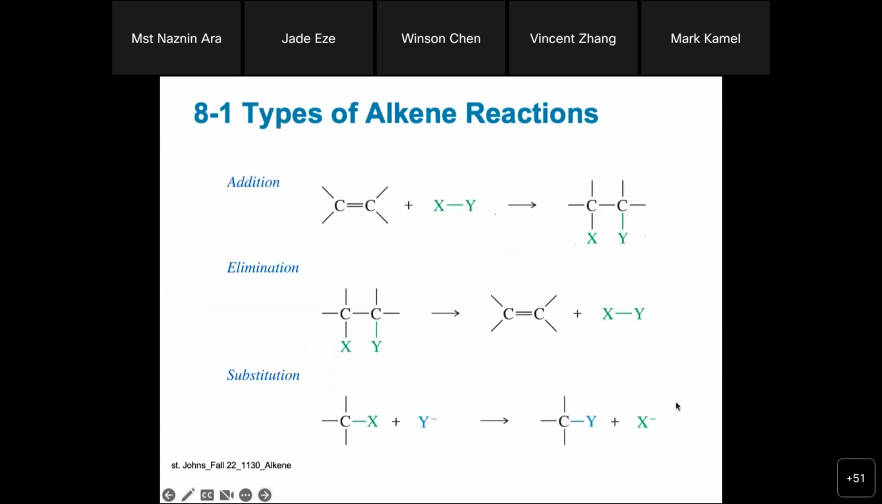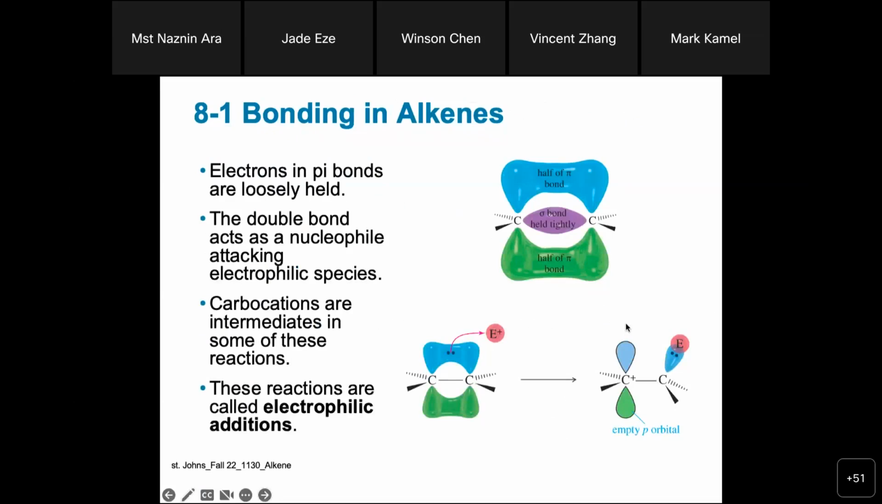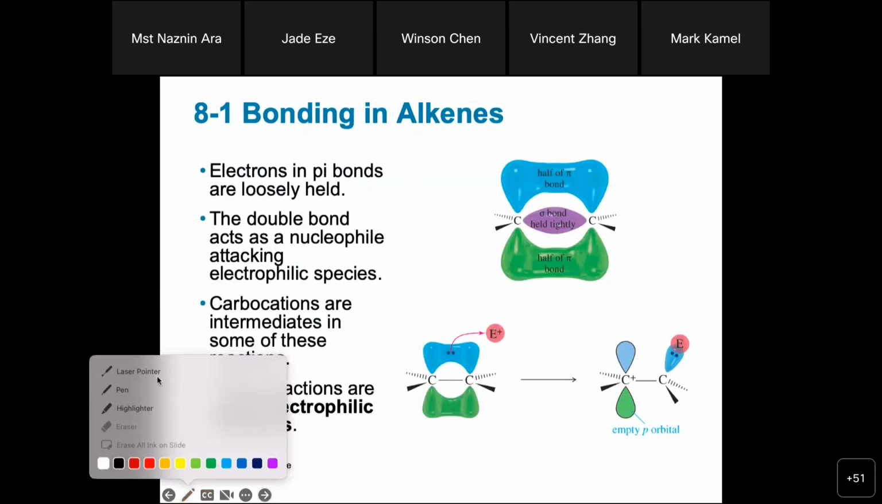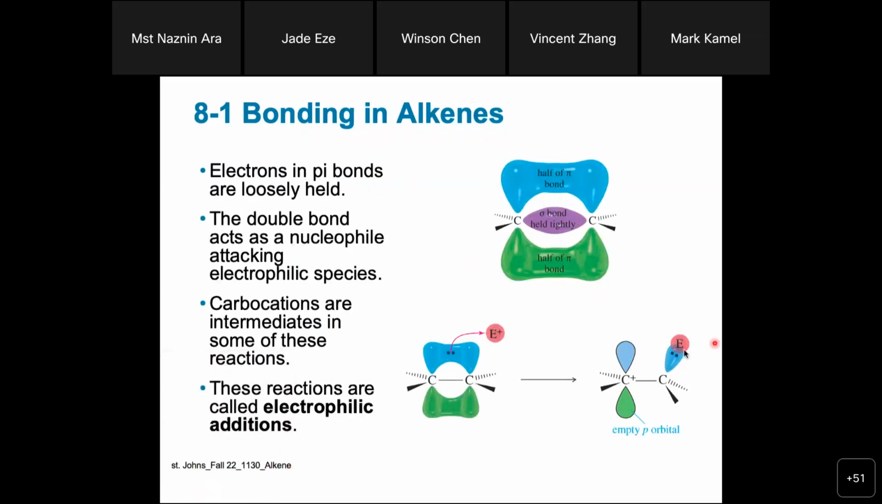Now, types of alkene reaction. Mainly addition, and also we will see elimination and substitution kinds of reaction. Bonding of alkene: we already talked in the last class that the electrons in the pi bond are loosely bound. Let's use the laser pointer now. Somehow it doesn't let me work in other places. But anyway, I think everybody has joined now. So the double bond acts as a nucleophile attacking electrophile species.